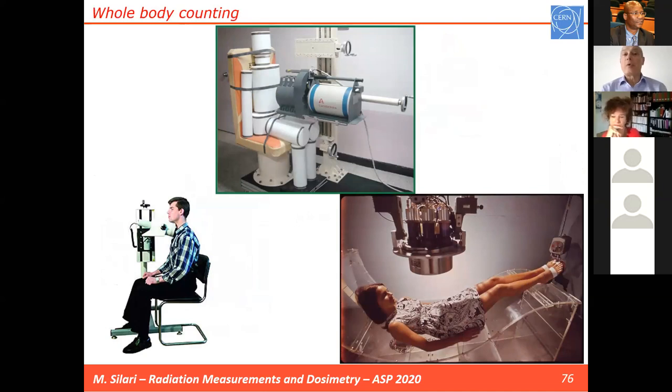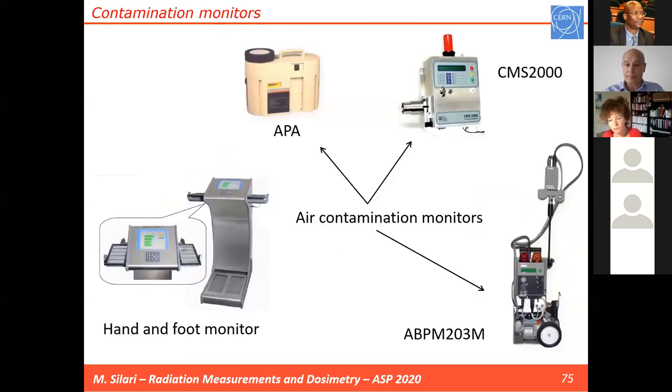There are systems for whole body counts. For instance, as I said, in case of a doubt of an internal contamination by a gamma emitter, you can use a germanium spectrometer or a large area scintillator, like in this picture here, to detect the gamma rays coming from the body. Typically you do that in a shielded enclosure so that you're sure you're not measuring background, and can detect the radiation coming out of the person.